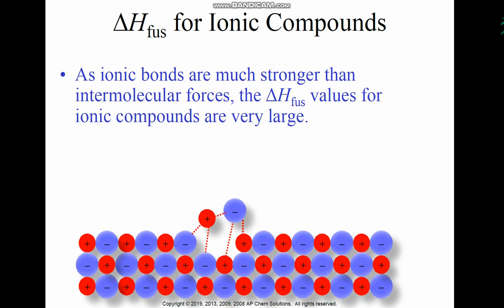So the heat of fusion for ionic compounds is always going to be higher than the heat of fusion for anything that is polar or nonpolar. That's because we know that our ionic bonds are a lot stronger. That means it's going to take a lot more energy for that to occur.